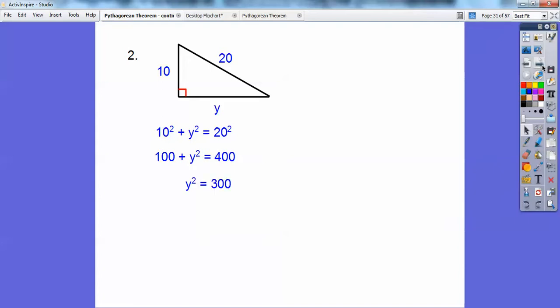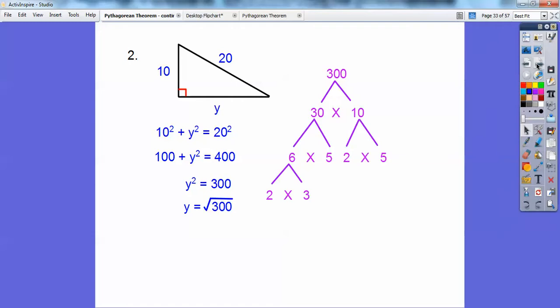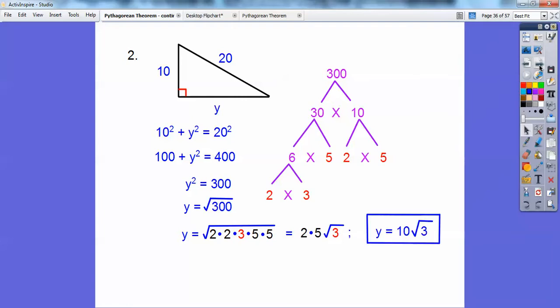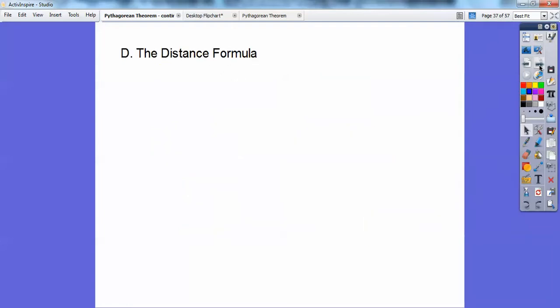I didn't show that, I just subtracted 100 here and 100 here. Then we're going to take the square root of 300. We did that already, so I'll just jump right to it. Here's 300: 2 times 3 times 5 times 2 times 5. If we put them all in order, the square root of 300 is 2, 2, 3, 5, 5, and then a couple of 2's come out, a couple of 5's come out, and you get 10 root 3 on that one.